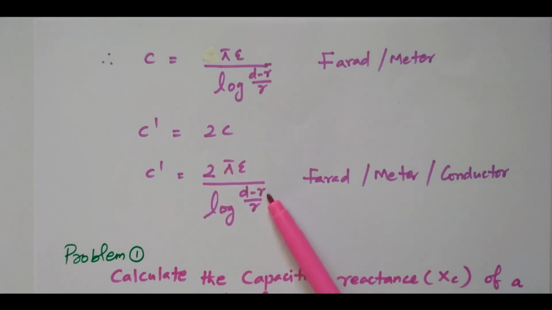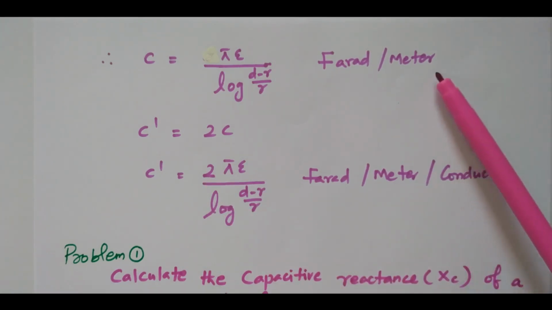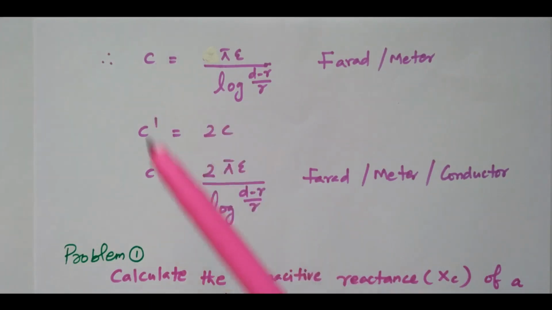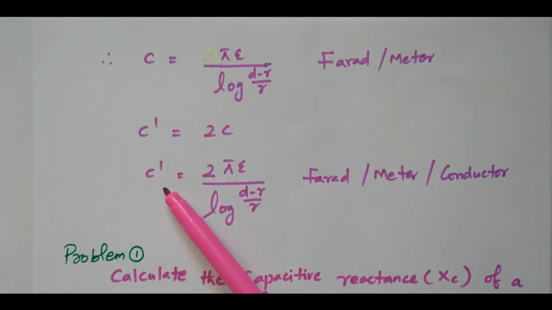So this is the capacitance due to a single conductor, so the unit is farad per meter per conductor. Here C dash refers to only one conductor, right? So 2 pi epsilon divided by log (d minus r) by r farad per meter per conductor. So this is the total capacitance, and this is the capacitance due to a single conductor. In both cases we assume 1 meter length of cable, right? Now we got the expression for total capacitance as well as capacitance due to a single conductor.